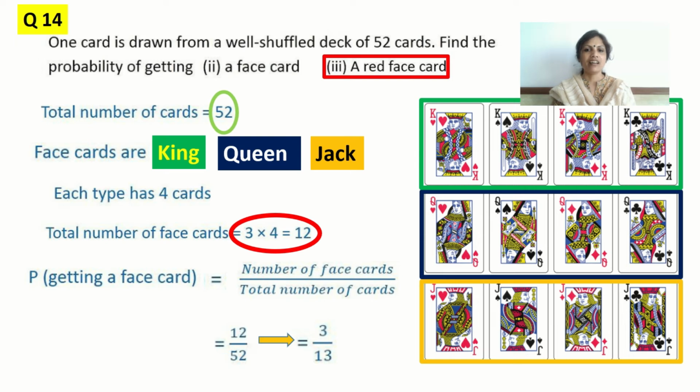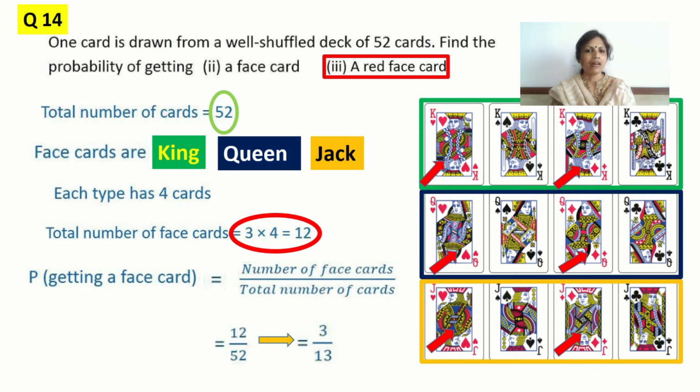When we say red face card, look at this. How many red face cards are there? So there are 6 red face cards. So once you count that as number 6, you can find the probability.